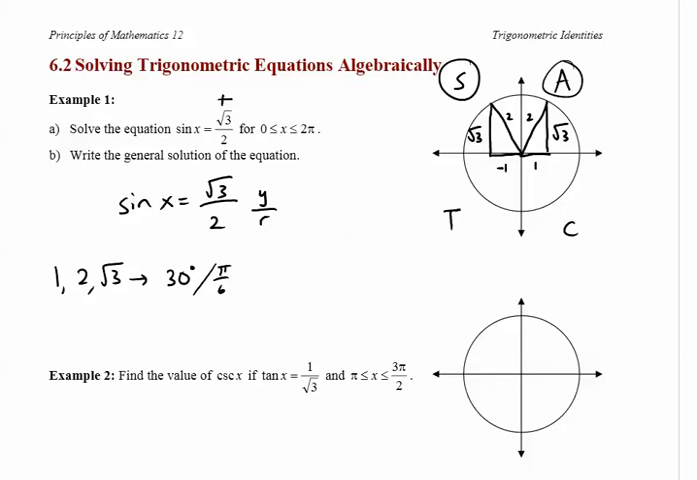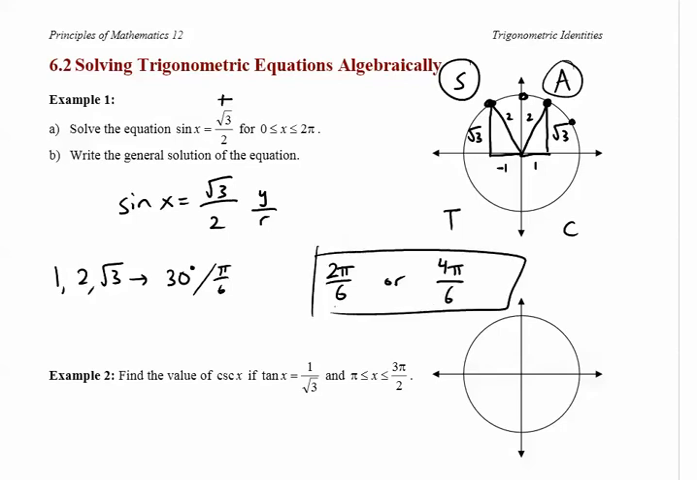Okay, so now I just need to find out my angle. This is 1, 2 30-degree angles. So 2 pi over 6, or 3, 4 pi over 6. Those are my two solutions for part A.